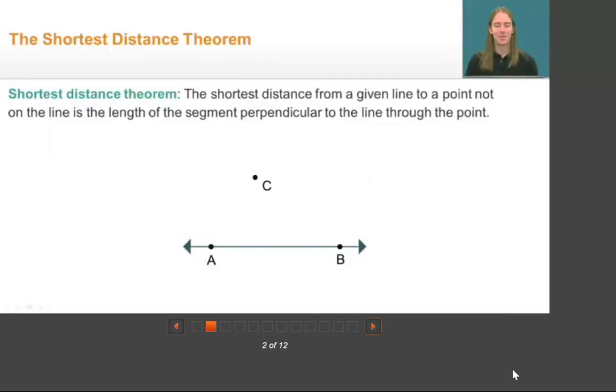The shortest distance theorem states that the shortest distance from a given line to a point that's not on the line is the length of the segment that's perpendicular to the line through the point. So let's see what we mean with this example down here. I have line AB, and I also have a point C that's not on the line. Well, this theorem tells me that the segment that's perpendicular to AB and which intersects with C, so I have that segment right there, well, its length, and we can call it CD, is the shortest distance between C and the line AB.